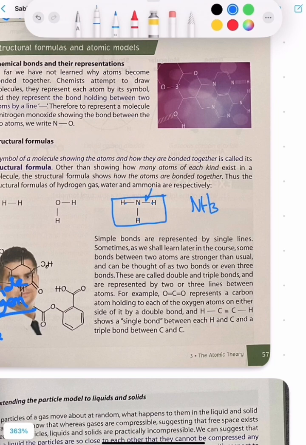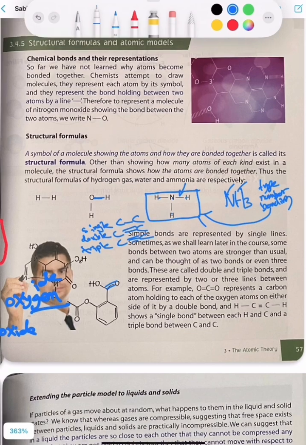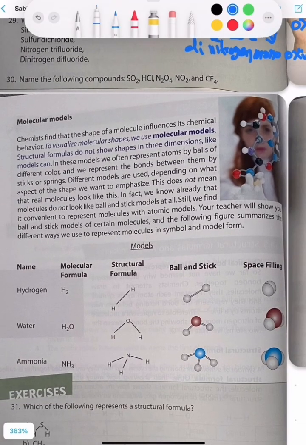What does it give us? The type of atoms, the number of atoms, and the bonding between them. This is for structure formula. Look at the bonding between them. Sometimes we have the single line, sometimes we have double line, other times we have triple lines. So we have single bond, for example, C-C, double bond, 2 lines, and we have even triple bond, but not more than triple.